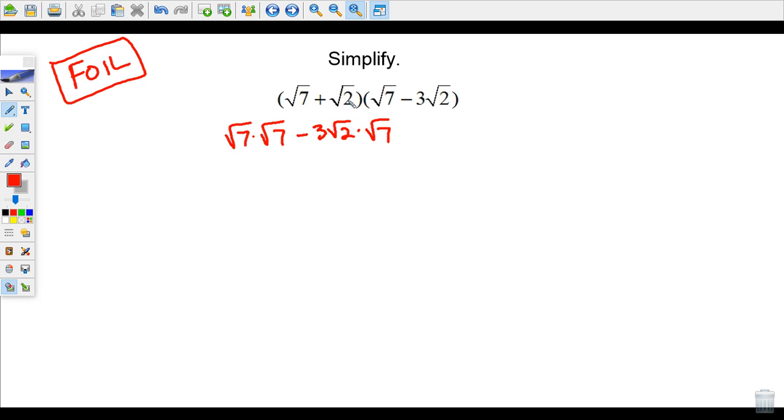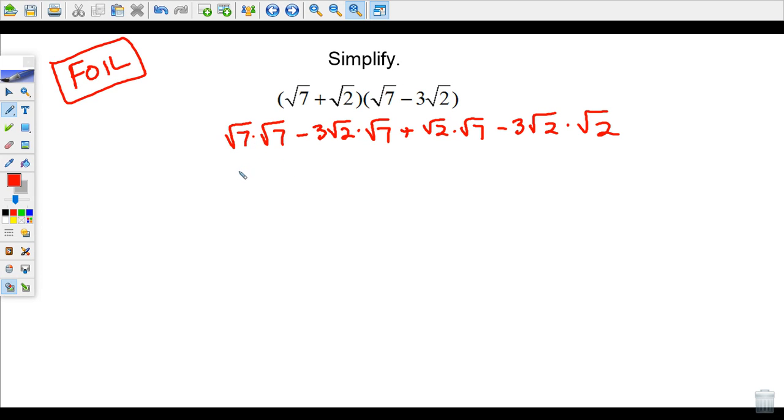Then I would do this radical 2 times everything in the parentheses. It's positive, so plus radical 2 times radical 7. And then I'm going to finish it off by doing radical 2 times negative 3 radical 2. We know that's going to be negative. Let's just write out the multiplication. Negative 3 radical 2 times radical 2. And now let's multiply. Let's clean some things up.